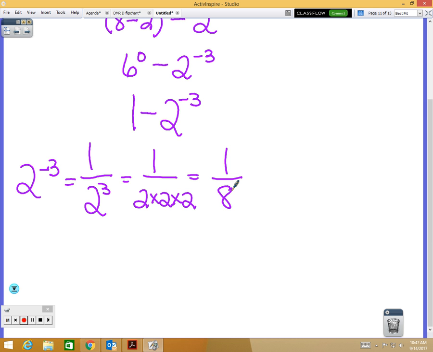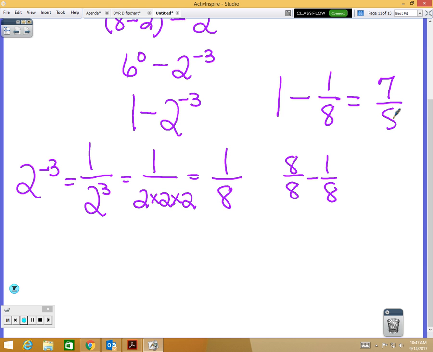So I have 1 minus 1/8, which is what? What's 1 minus 1/8? Why would it be negative? I have a whole minus 1/8. I would have 7/8. That would be 8/8 minus 1/8, which is 7/8. There we go.